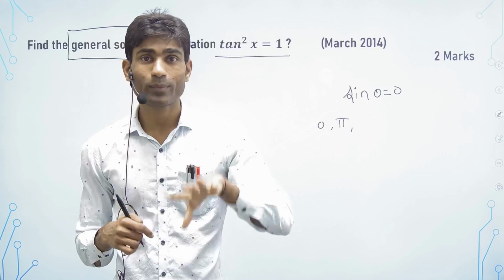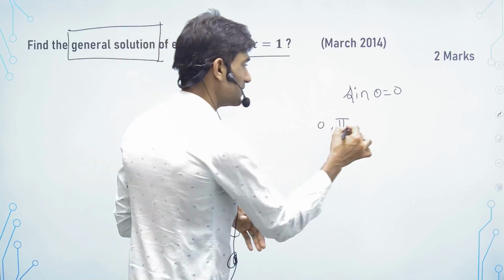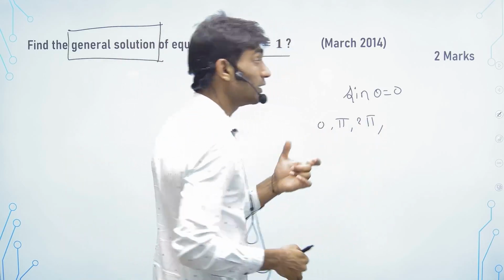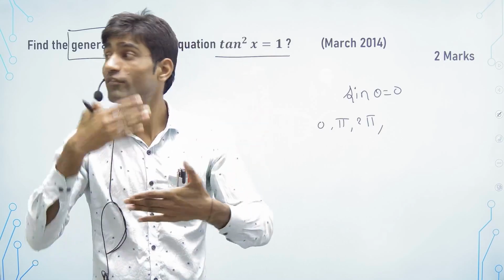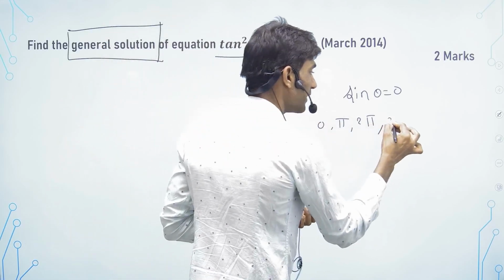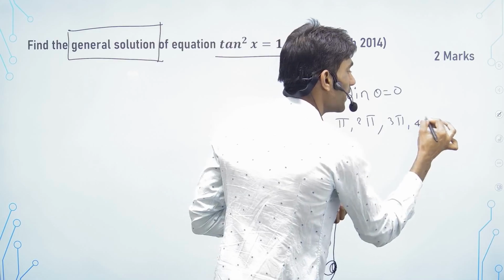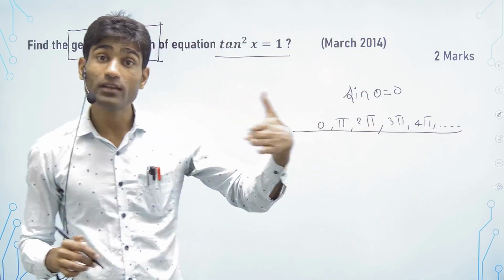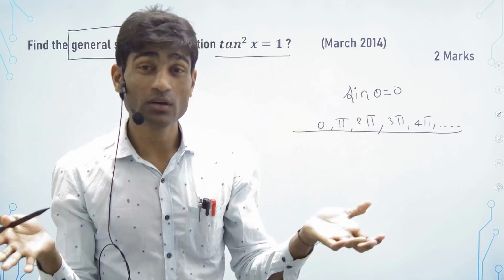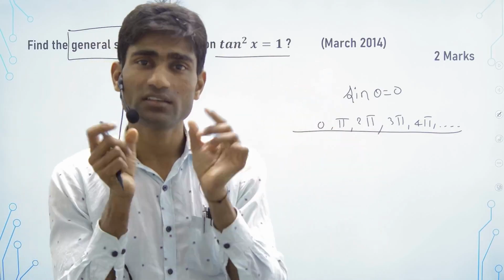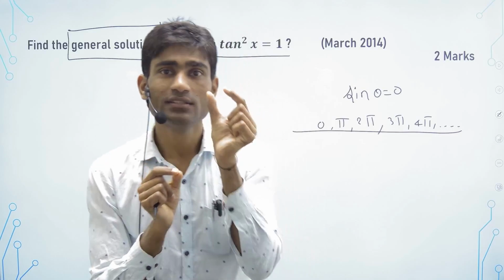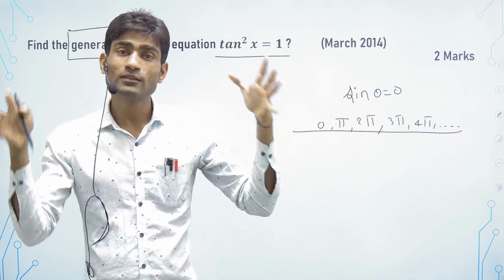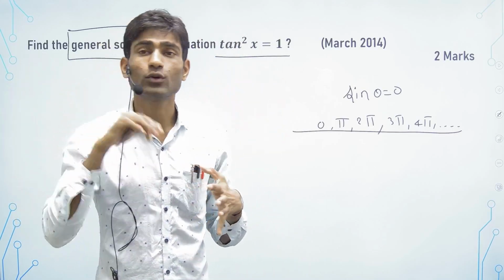Yes, sine 2 pi also has the value 0. Again we go to 3 pi, 4 pi, 5 pi and so on, for all n number of pi's, sine gives us the value 0. That means we can generalize one simple result here that gives us all the values where sine goes to 0.